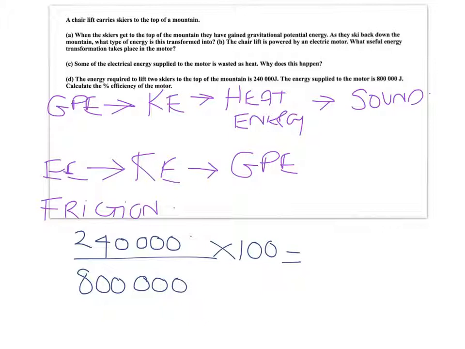And when you do that calculation, you should find that the energy transfer in this is 30%. So there's obviously going to be a lot of sound energy and a lot of heat energy being lost here, because this is going to be quite a large electric motor if it's going to be winding a large cable to be able to make a chairlift move up a mountainside.